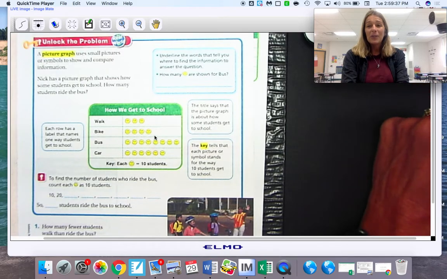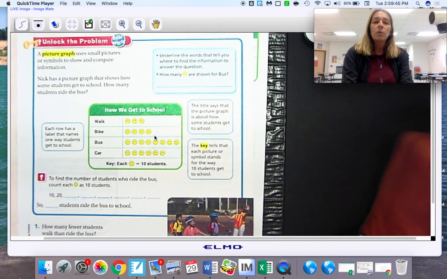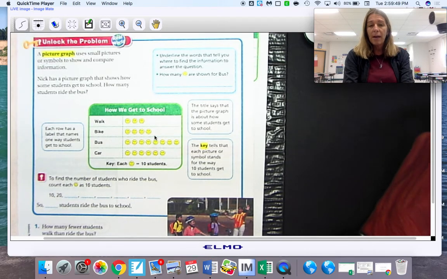Morning, boys and girls. We are starting one of my favorite math units. Actually, I have a lot of favorite math units of the year, but this one is on graphs. We will be studying both picture graphs and bar graphs, and how to make both. Today, you're going to take a look at picture graphs.